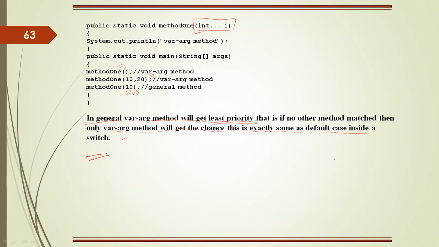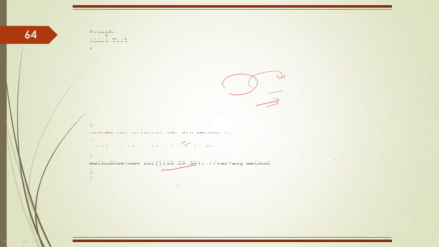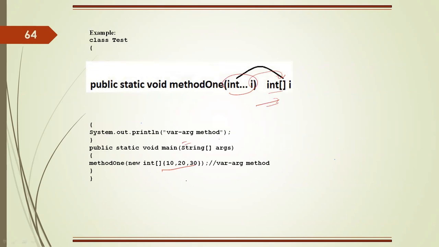In general, a varargs method gets the least priority. That is, if no other method matches, then the varargs method gets a chance. This is exactly the same as the default case inside a switch case. If no method matches, then the varargs method will execute. If a match is there, then that method will execute first, and only after that the varargs method gets the chance. For that varargs method, we can provide the corresponding type as an argument, like int. Like that, this is the conversion.